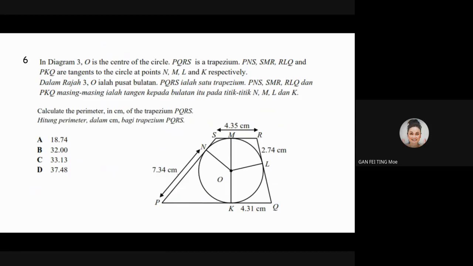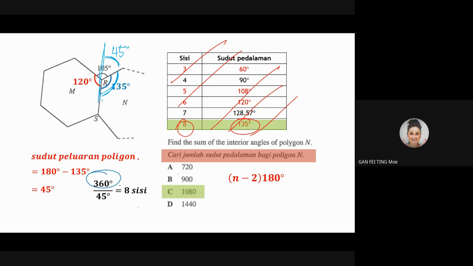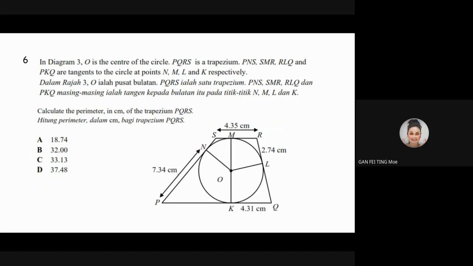Okay, then this will be another question. This question you need a little bit of solving. You need time to solve this question, right? But for a question of this type, it is very simple. Diagram 3, O is the center of the circle. You look into the diagram. PQRS is a trapezium. P and S refer to the diagram as I read. SMR, RLQ, and PKQ are tangents.